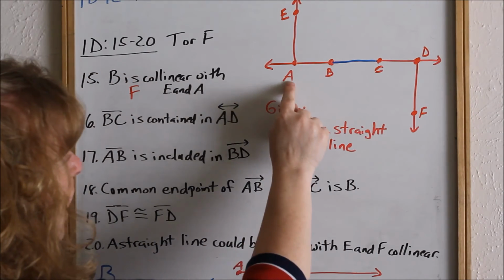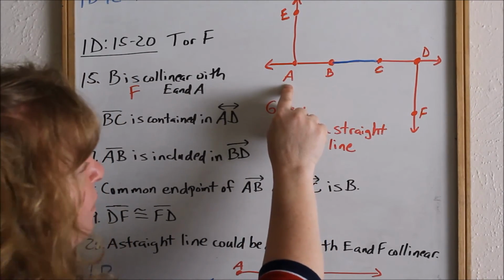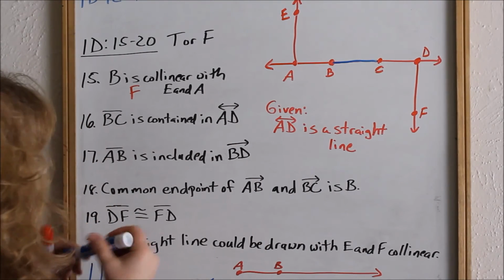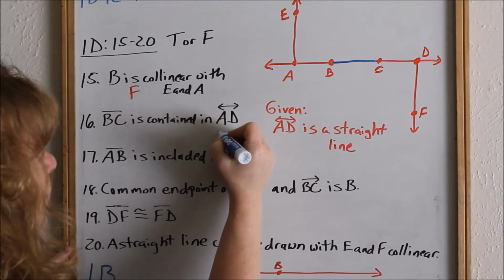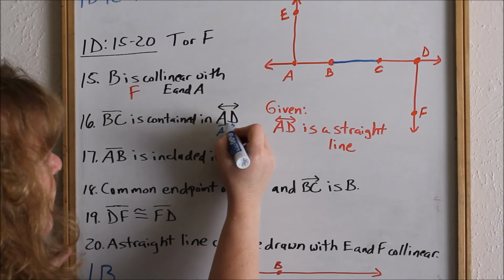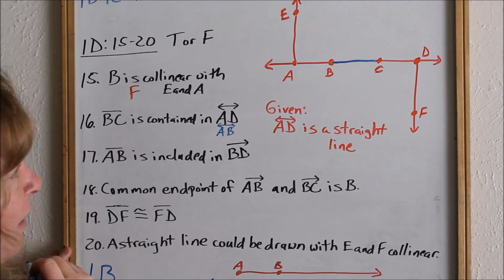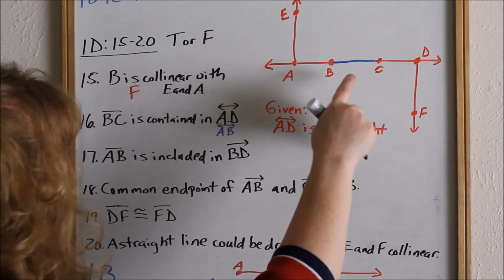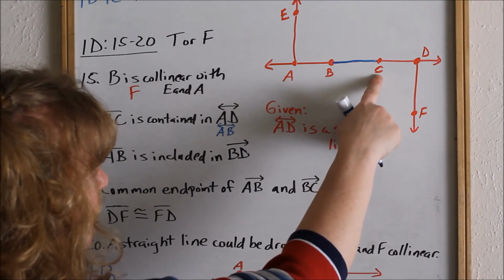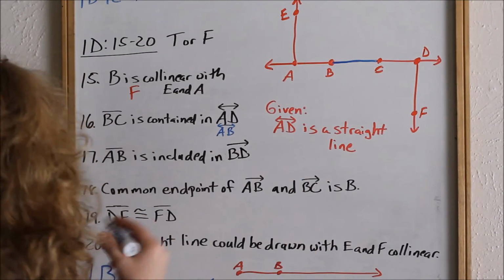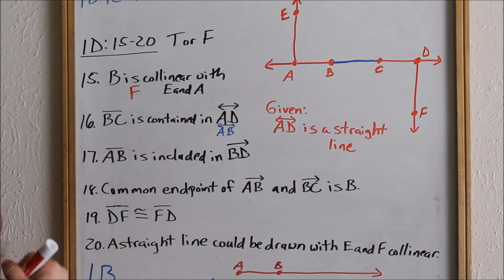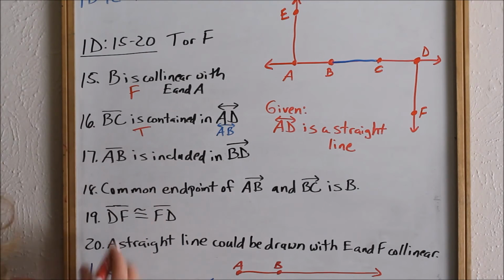So this line AD has many different names. It could be called line AB, and that would still represent the same line. So, yes, line segment BC is contained in this whole line. So that statement is true.